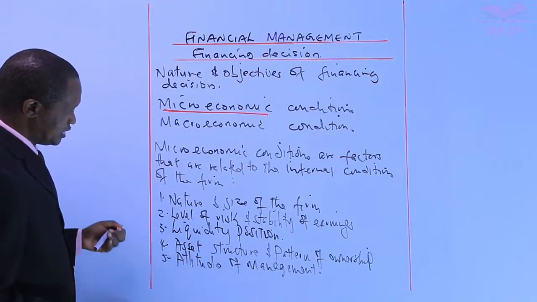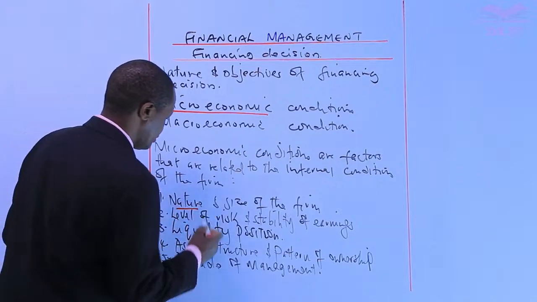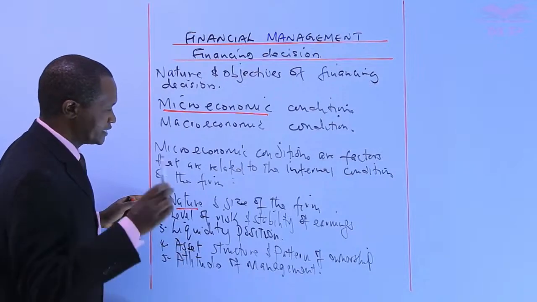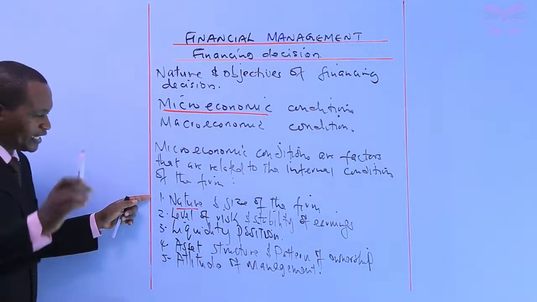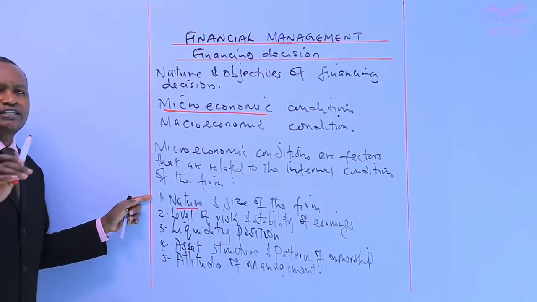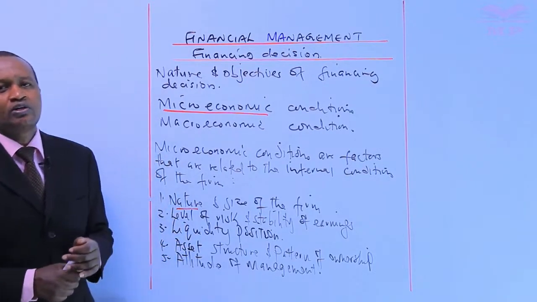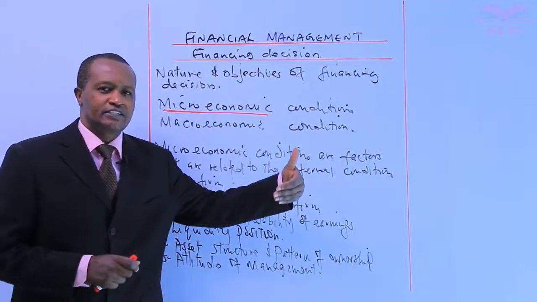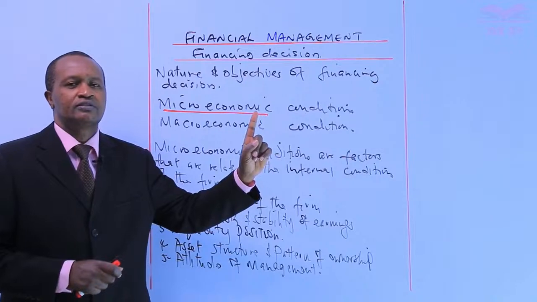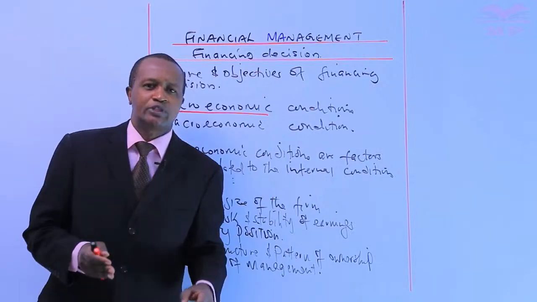So let's discuss some of these microeconomic conditions in brief, starting with the nature and size of the farm. How does the nature and size of the farm influence financing decisions? Now, candidates, if a farm is engaged, for example, in manufacturing operations or in the provision of public utility services, its investment in fixed assets is large, and hence the capital structure has a large share of long-term capital.